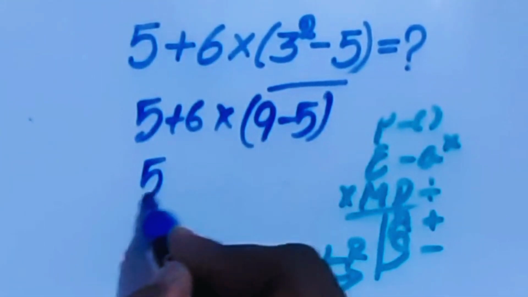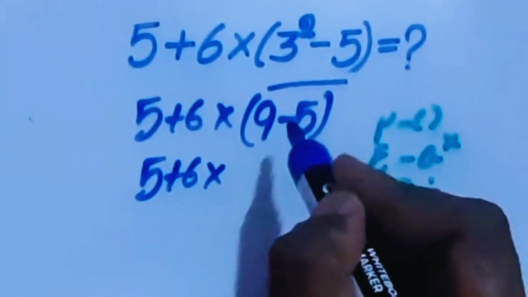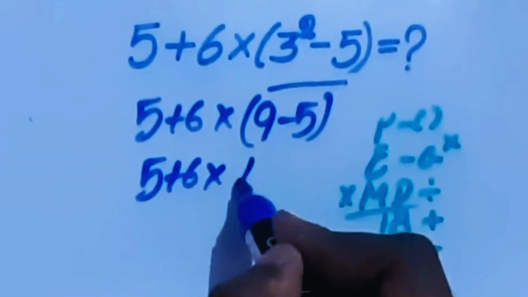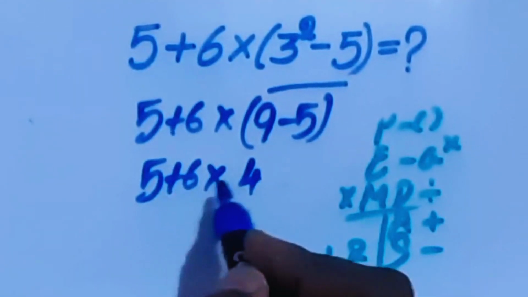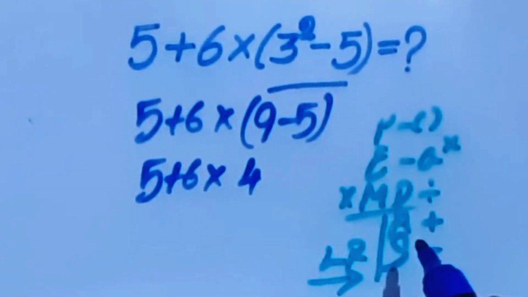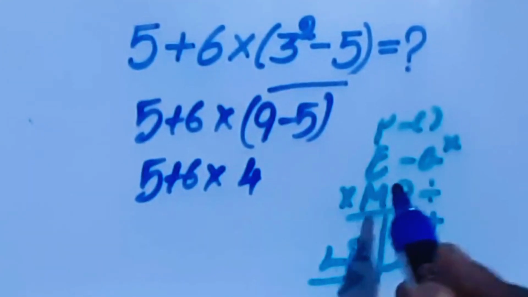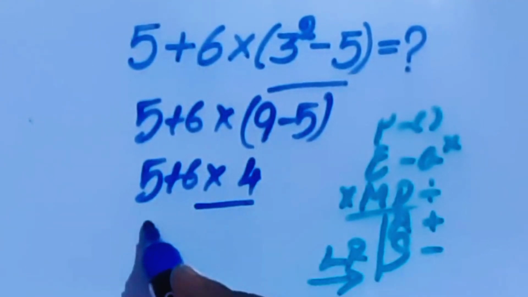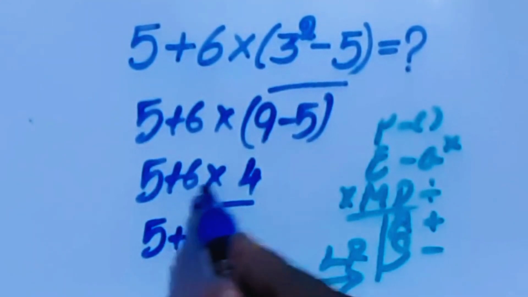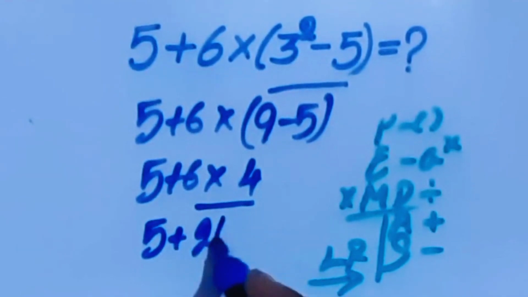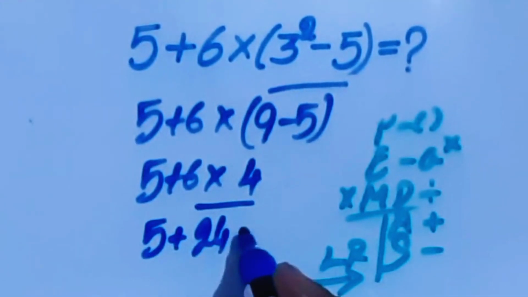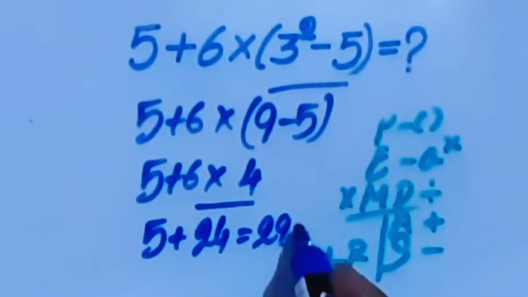Here, 5 plus 6 times. Here, 9 minus 5 is 4. Here we have addition and multiplication. Here multiplication is higher priority than this addition. So we have to do this multiplication before this addition. Here 5 plus 6 times 4 is 24. Here 5 plus 24 is 29, which is the correct answer.